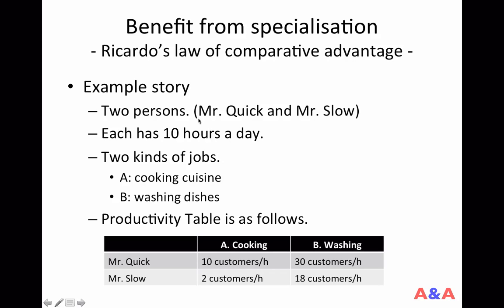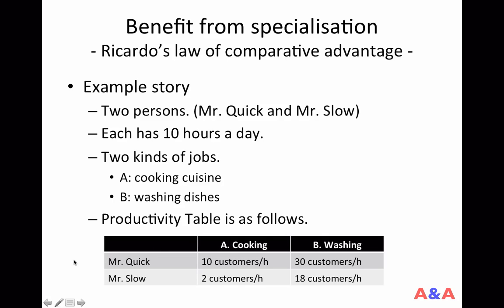There are two persons, Mr. Quick and Mr. Slow, and each has 10 hours a day to work. There are two kinds of jobs. A. Cooking dishes. B. Washing dishes. Their productivity is given by the following productivity table.